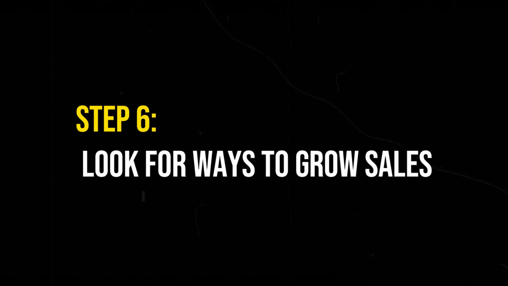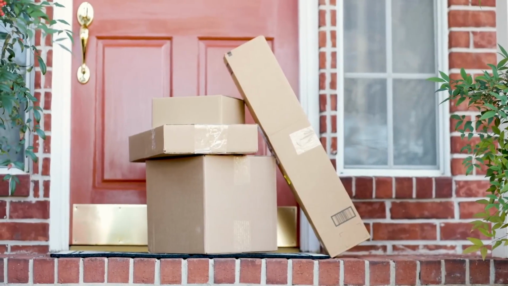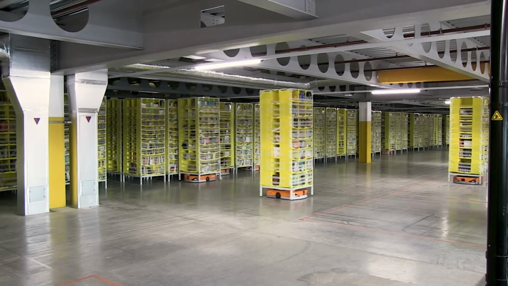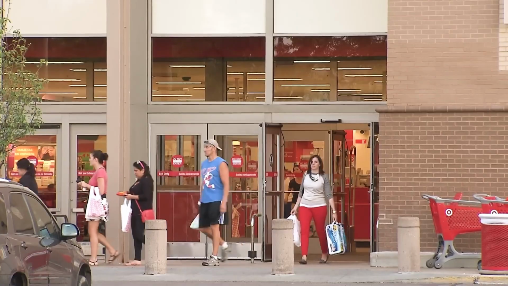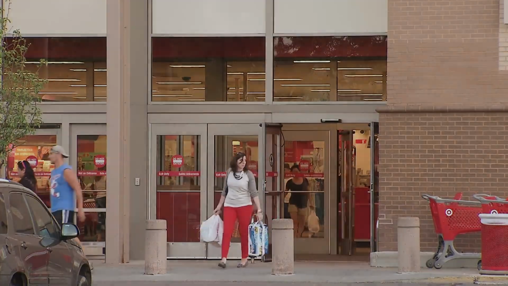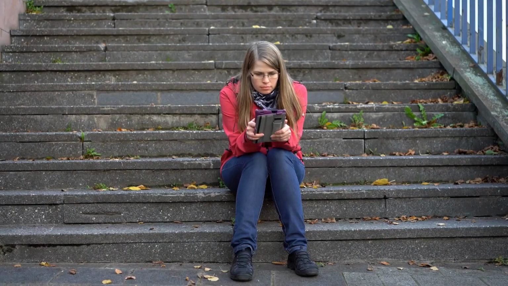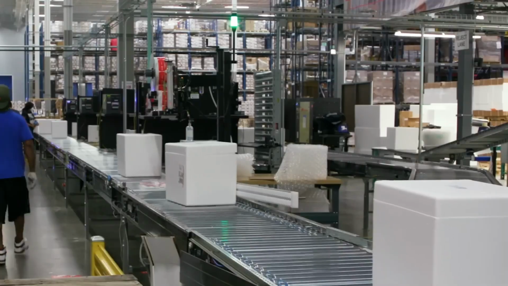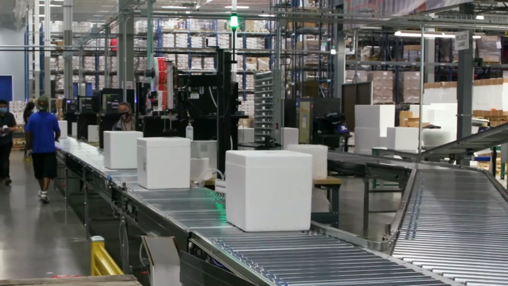Step 6. Look for ways to grow sales. Utilizing the efficient and dependable shipping services provided by Fulfillment by Amazon, FBA, can significantly enhance sales by elevating the appeal of your offers to potential buyers. Additionally, leveraging FBA programs such as Subscribe and Save fosters customer loyalty by encouraging repeat purchases, while incorporating Buy with Prime extends the seamless Amazon shopping experience to your other sales platforms.